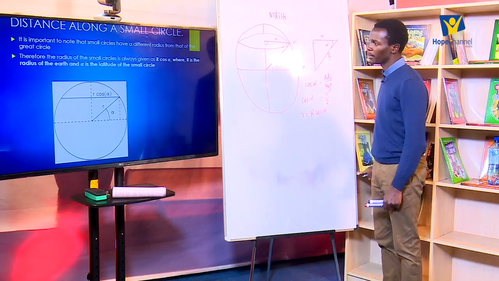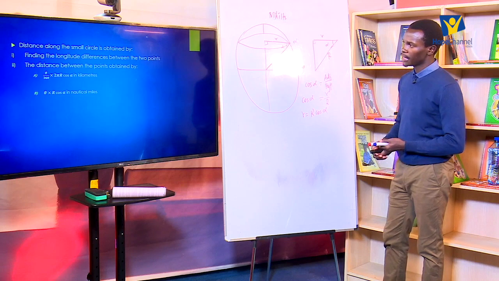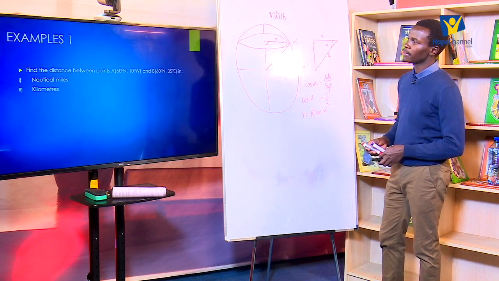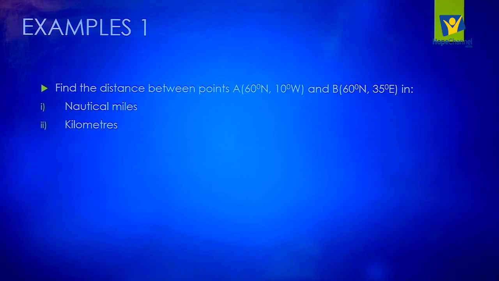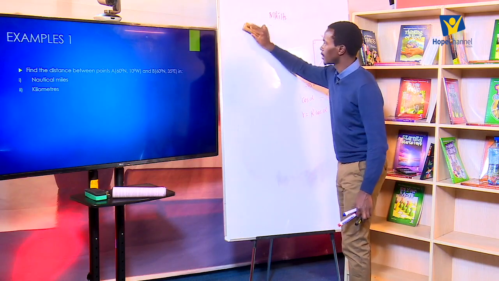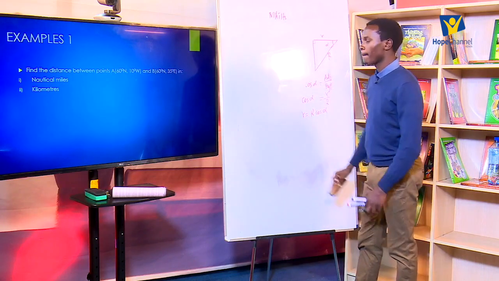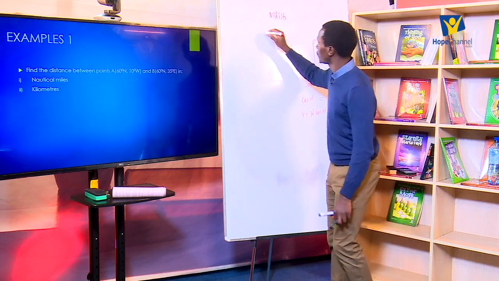Let's take an example. We have an example here: find the distance between the points A, 60 degrees north, 10 degrees west, and B, that is 35 degrees east, in nautical miles and in kilometers. Now let me use this diagram here, or rather let me just clean. Don't forget that the radius of the small circle is different from the radius of the great circle.